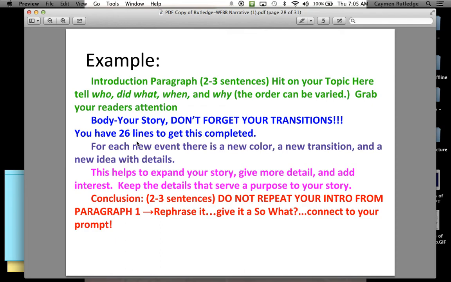Don't forget those transition words in your body. And then your conclusion. Remember, don't repeat your intro from paragraph 1. You're just rephrasing it. See how there are 2 separate colors between the 3rd and the 4th paragraph. You don't have to do this. I want your body all one color, but I want you to make sure you indent and split it up into paragraphs, okay?